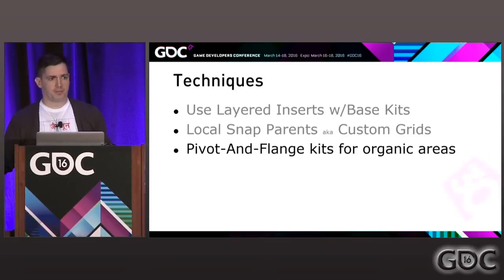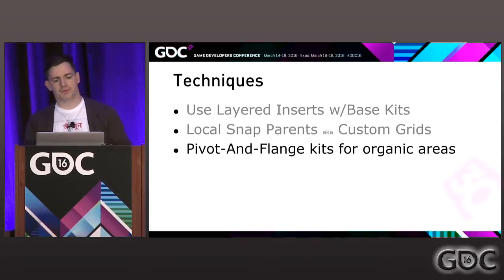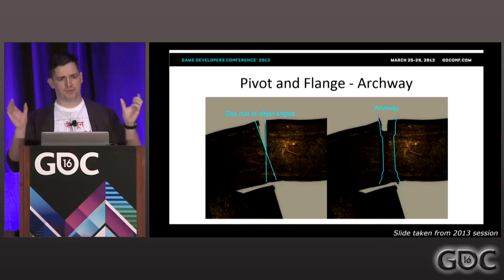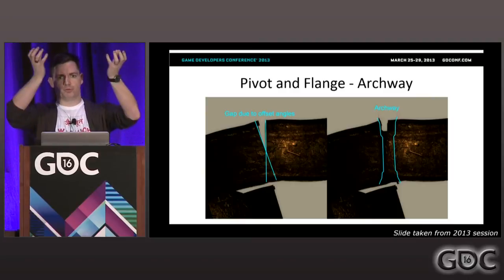One specific type of kit we use a little infrequently is called the pivot and flange. We use pivot and flange kits in Fallout 4. We also used them in Skyrim, where this example is from. And this is what we call the Ratway kit. It's under the city of Riften in Skyrim. And this is a one-directional flow kit, basic hallway pieces which snap together.